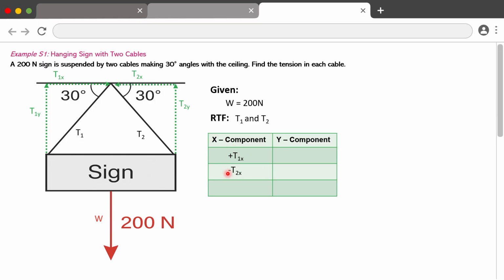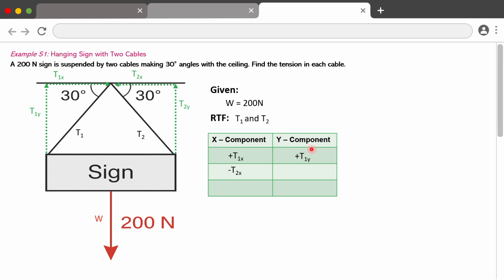So these are the only components of the net force that act on the x-axis. Now let's move on to the second column for the y component of the net force.